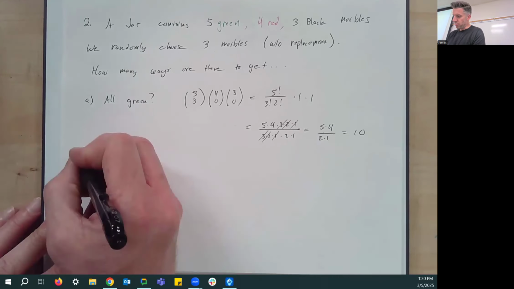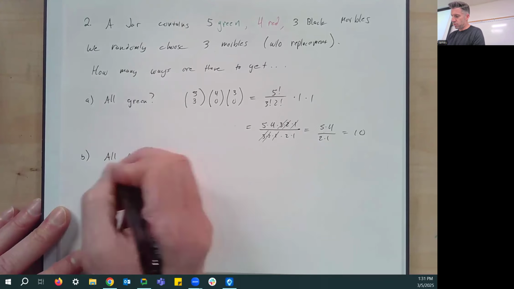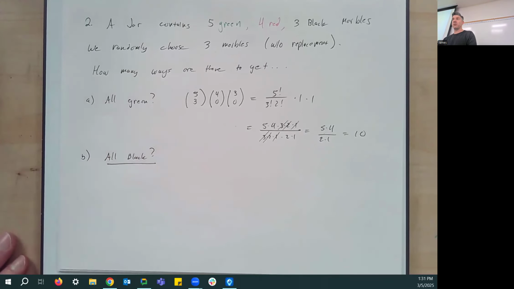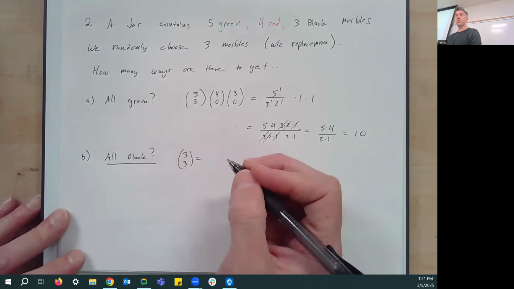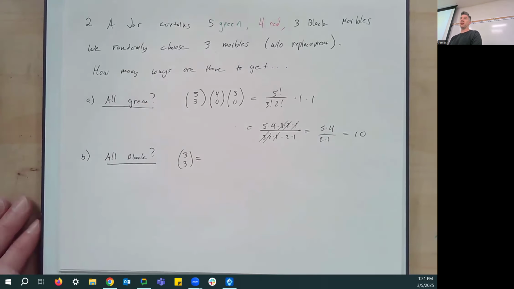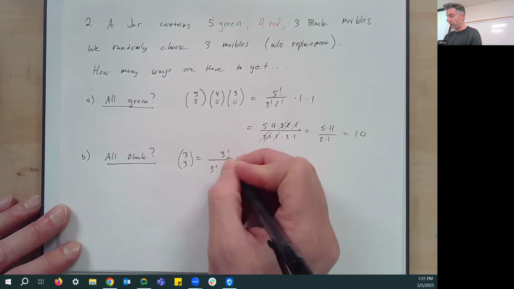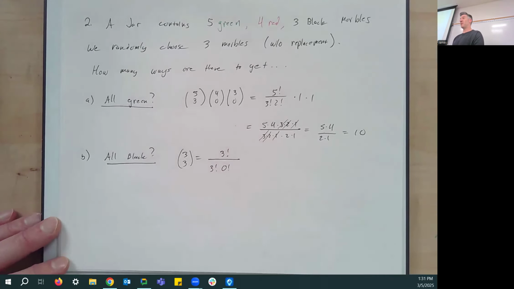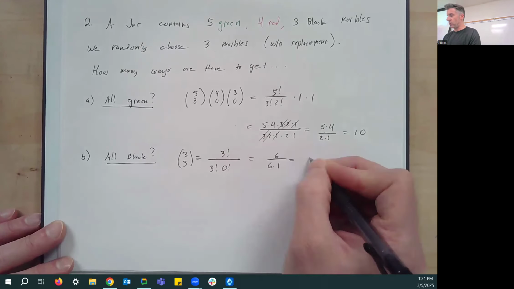Okay. What about all black? Well, there are only 3 black ones. So there's only one way of choosing 3 black ones. You pick the 3 black ones. There's 3 choose 3 ways of doing that, or how many ways can you pick 3 things out of 3 things? There is one way of doing that. You could also write the formula: 3 factorial over 3 factorial times 0 factorial. Again, showing us why we need 0 factorial to equal 1. So that's going to be 6 over 6 times 1, which is just 1.